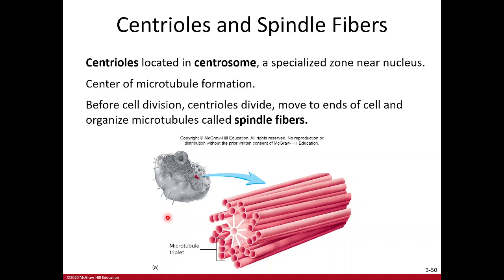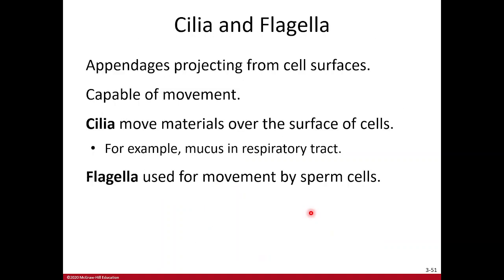Centrioles are located in the centrosome, which is a specialized zone near the nucleus, like in here. They're made of microtubules in what we call the 9+3 arrangement. And then these microtubules will connect to the spindle fibers in the mitotic apparatus to separate the chromosomes during cell division. Other appendages of the cells that we have are the cilia and the flagella.